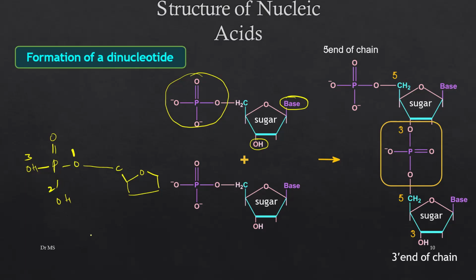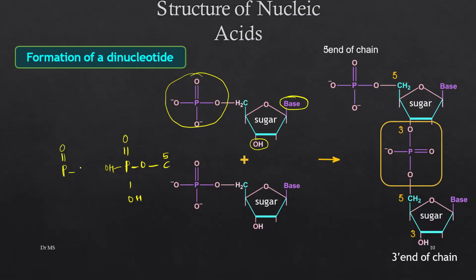If you see the other phosphate group, it will be like this: P double bond O, OH, OH, OH. Let's say this is attached to the fifth carbon. Take one more phosphate group, which has OH, OH, and OH. Now see here, there is a hydrogen present, there is an OH present.